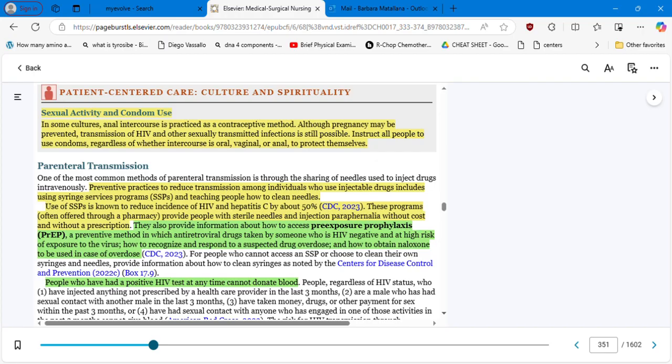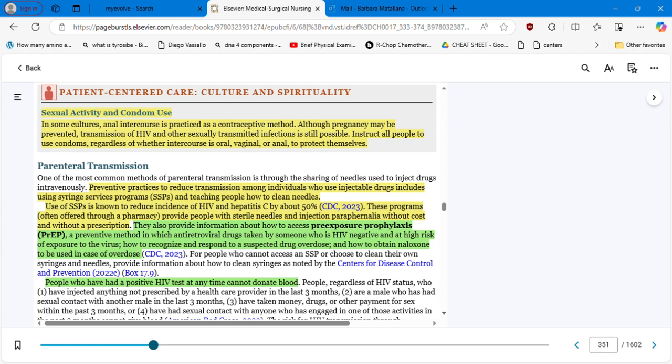Parenteral transmission: preventive practices to reduce transmission among individuals who use injectable drugs include using syringe services programs and teaching people how to clean needles. So if you realize, so far all of these topics are related to patient education, right? How to practice safe sexual activities, the facts about the needles, right? The use of syringe services programs is known to reduce incidence of HIV and hepatitis C by about 50%.